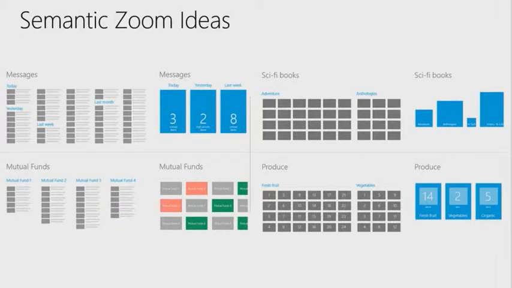That's really cool. Mutual funds might do the same thing, or instead of changing their size, I could alter their hue to show whether they're reflecting a positive or negative change over a certain period of time. And then produce is another one, again, where I could represent how many items are inside those individual groups. Really, it's up to the developer and the designer to come up with the simplest or the coolest way of using semantic zoom.